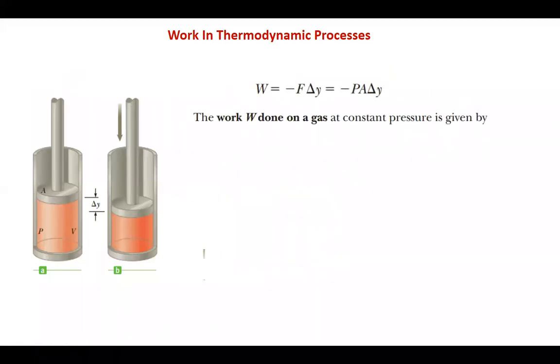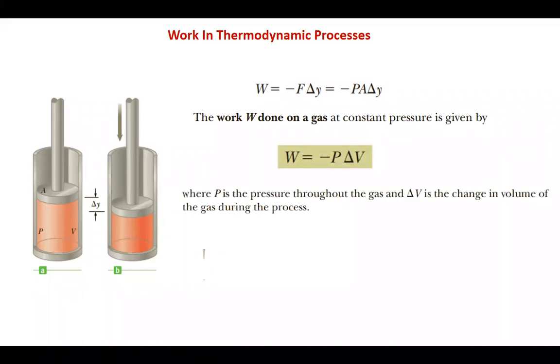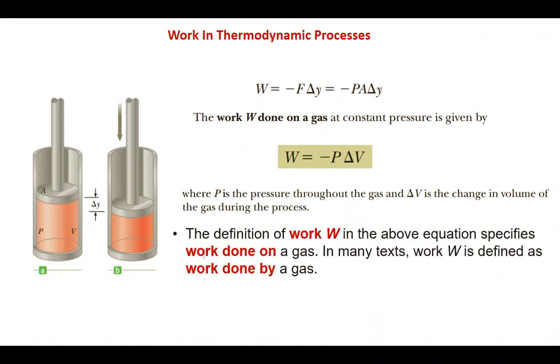So the work done on a gas will simply be given by this formula. And then from there, we know that P is the pressure throughout the gas, and the change in volume is just the change in volume of the gas during the process. And then the definition of work in the above equation specifies work done on a gas. Yeah, that's what I was just explaining.